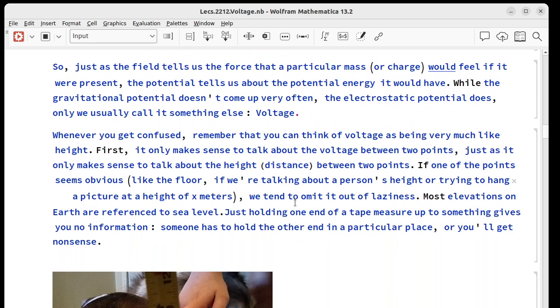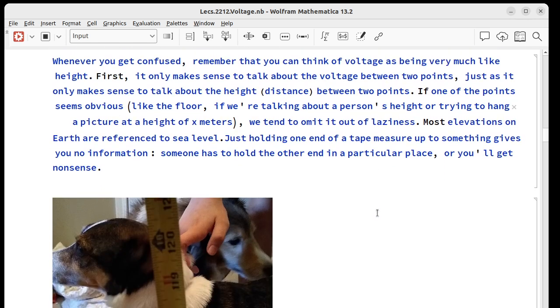So the field is telling us what force a particular mass or charge would feel if it were present. The potential tells us about the potential energy it would have if it were present. The electrostatic potential comes up so often that we have a little bit shorter name for it. We call it voltage.